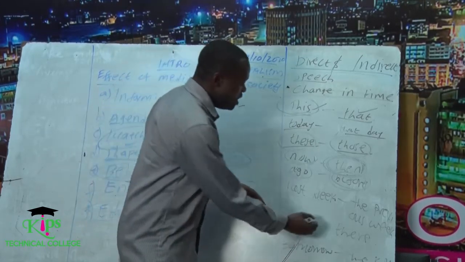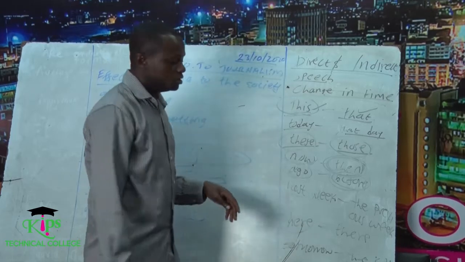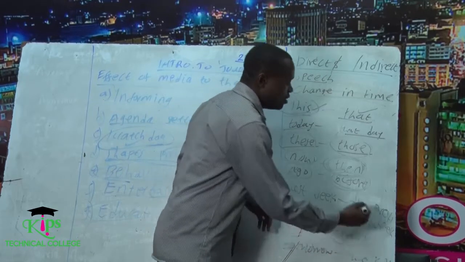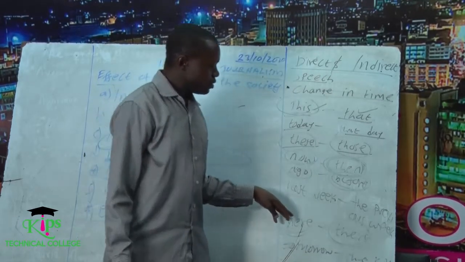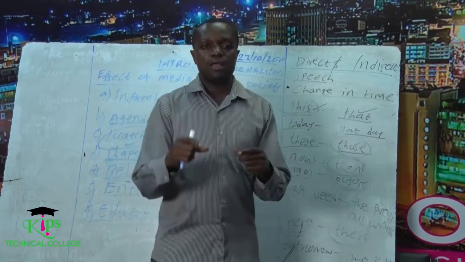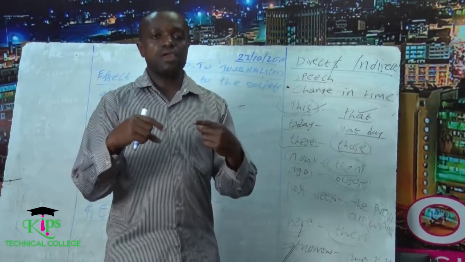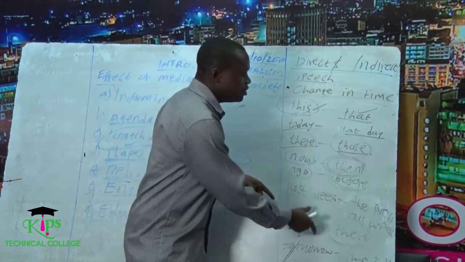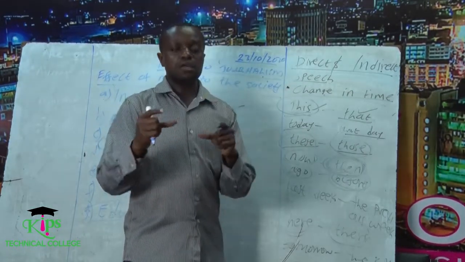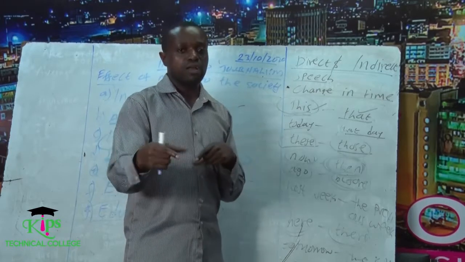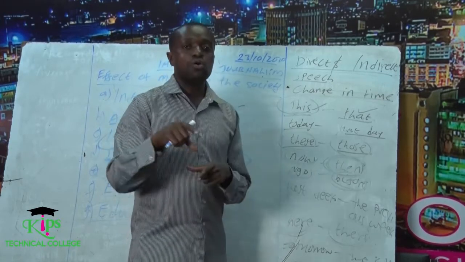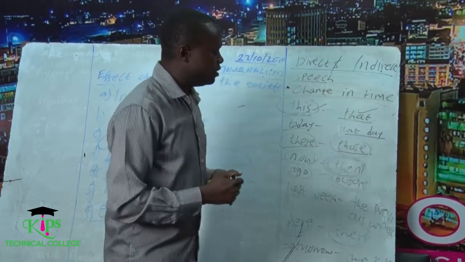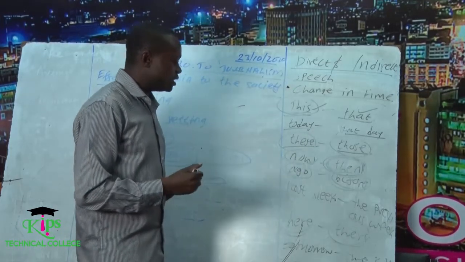For example, the word here in direct speech changes to the word there. Here changes to there. For example, someone may say, "Come here," the teacher told the student. It is going to change: the teacher told the student to go there. So come here changes to go there, whereas here changes to there if you are converting a sentence from direct to indirect speech.